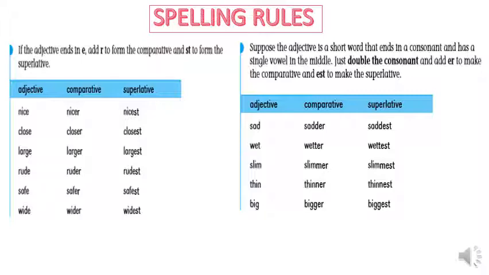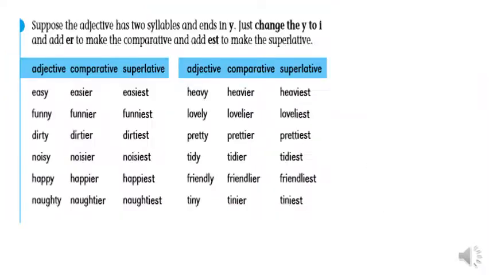Suppose that the adjective is a short word that ends with a consonant and has a single vowel in the middle. You double the consonant and then you add er or est, like sad, sadder, saddest. Wet, wetter, wettest, slim, slimmer, slimmest, thin, thinner, thinnest, big, bigger, biggest. So you double the last consonant.